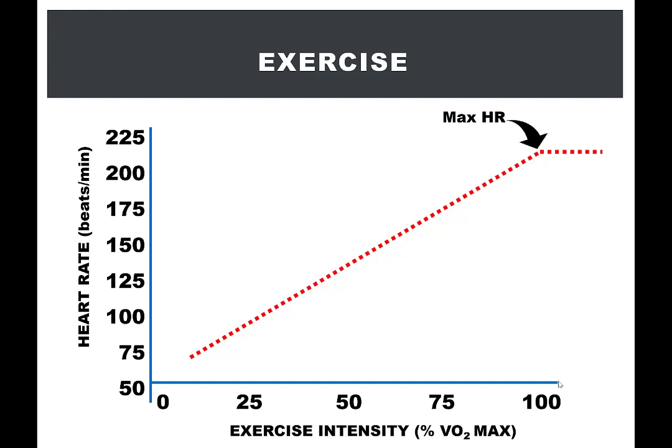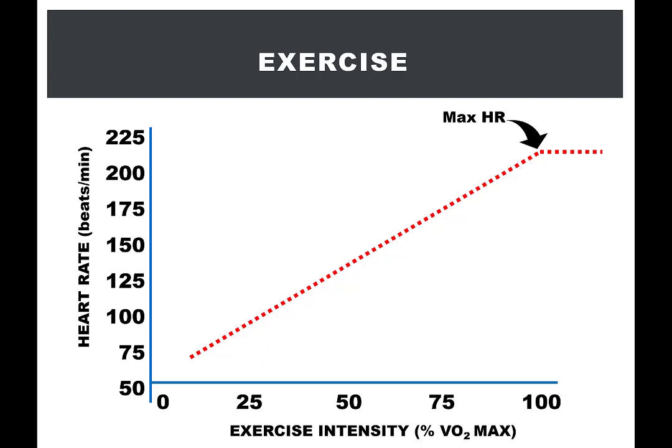So 100% VO2 max is maximum intensity, and any percentage below that will be submaximal intensity. Now on the y-axis, you have heart rate in beats per minute. And like most of us understand, as intensity increases, heart rate increases in a proportionate fashion. And maximum heart rate, or heart rate max, is achieved at 100% VO2 max intensity, or maximum intensity.